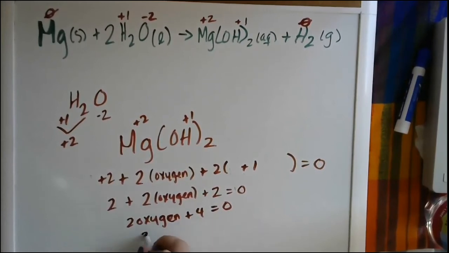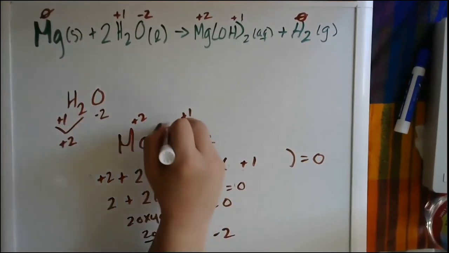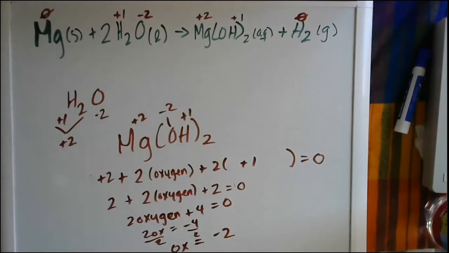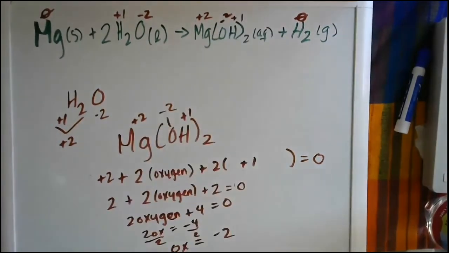Okay, so 2 oxygens is going to be -4. Oxygen has an oxidation state of -2. We're not really that surprised by that, but you have to verify it every time just in case it's something special like a peroxide. So we can fill that in up here.